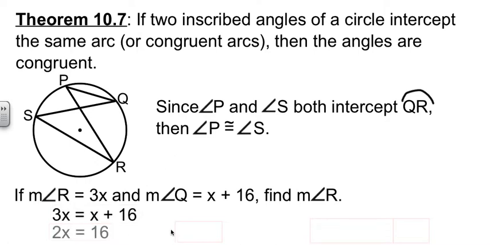Well, we can do a little solving here. Subtract the x over, divide. Now we know what x is. And we need to plug that into angle R. Angle R is 3 times x. 3 times 8 is 24.